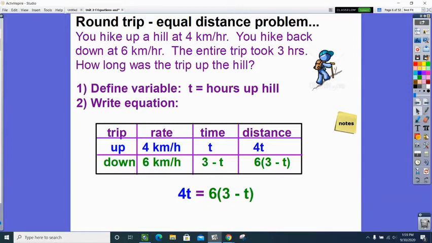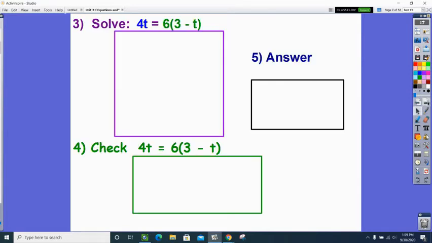And now we're off and running with our algebra steps. So step 3, we're going to solve it. What I'd like you to do is to solve it, check it, and go back and answer the question asked. When you're set, unpause the video and we'll check out how you did.